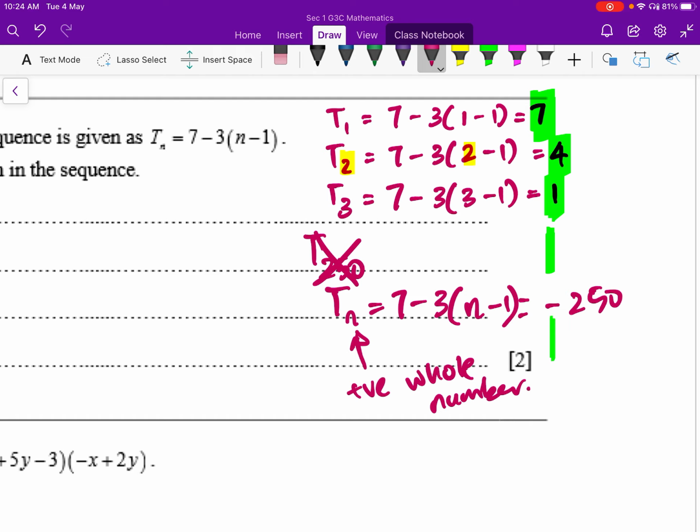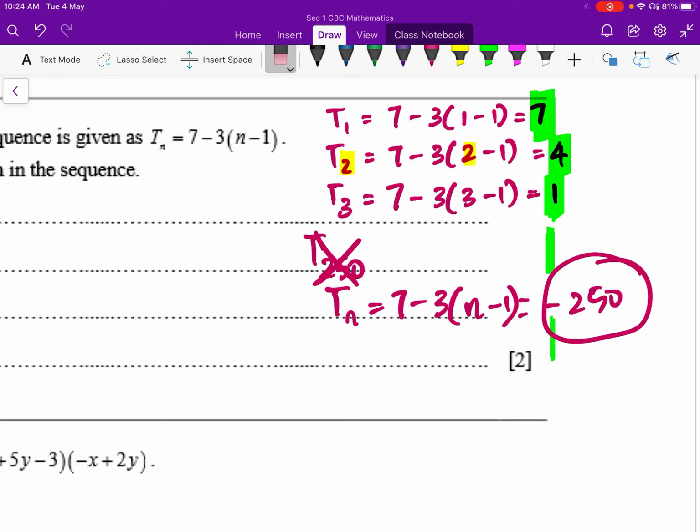N cannot be a negative value. It cannot be a negative 250. But that's not the point. The point is whether this term exists. And then you should be writing this. 7 minus 3 times of n minus 1 is negative 250. You are supposed to check, but I want you to write it down first. That is an assumption. If it exists, let's see whether we can get the value of n. That is your thought process. If it exists, let me try and find out what is the value of n. Okay, so you go ahead and do that.